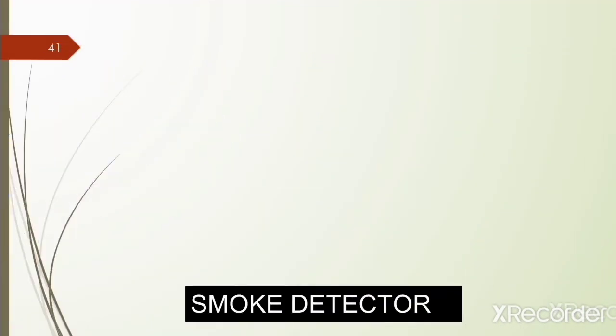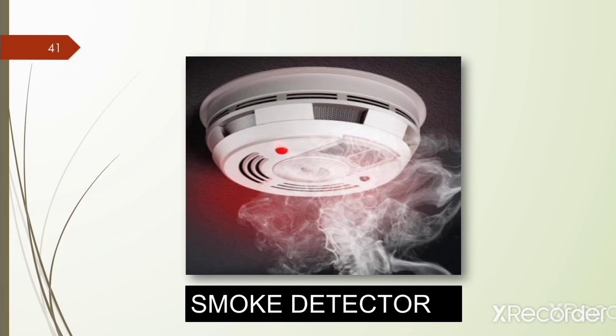Next one, smoke detector. A smoke detector emits a constant stream of alpha particles, and a sensor detects these alpha particles, causing a small current. If a smoke particle comes in between the source and the detector, the current decreases and it starts alarming.